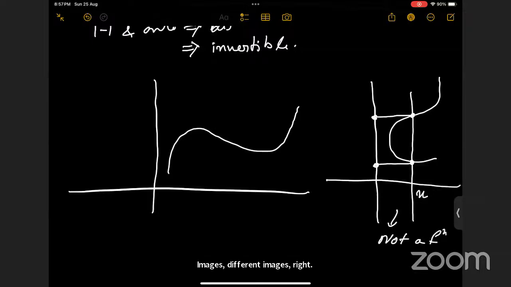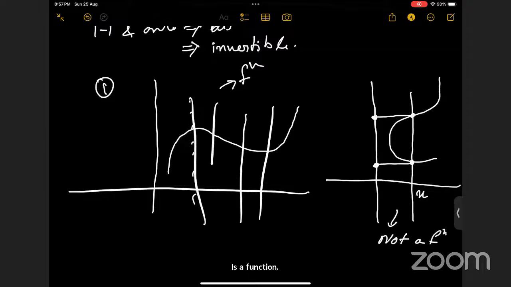So is it a function? For example, 1. Yes, ma'am. It is a function. It passes the horizontal line test. Yes. If we take any horizontal line, it will cut the line once, right?